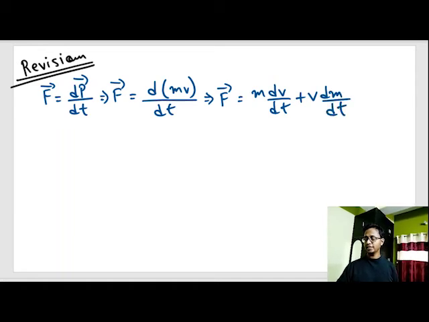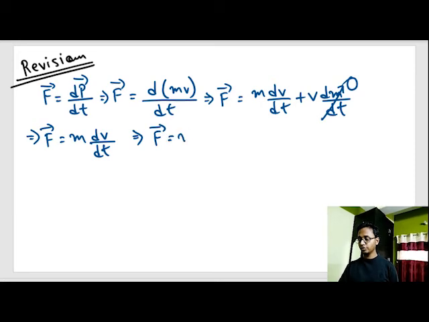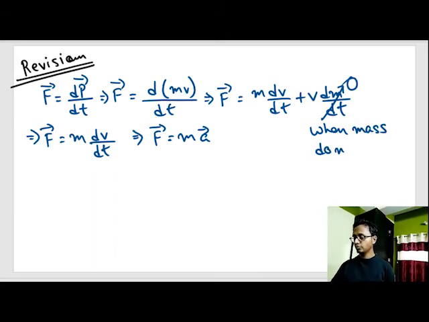In most cases, the mass remains constant. That means this term becomes 0, or F is equal to m dv by dt. In kinematics, we learned dv by dt is nothing but acceleration. So force is equal to mass into acceleration, when mass does not change.